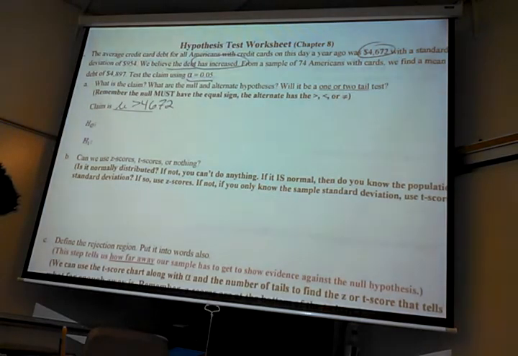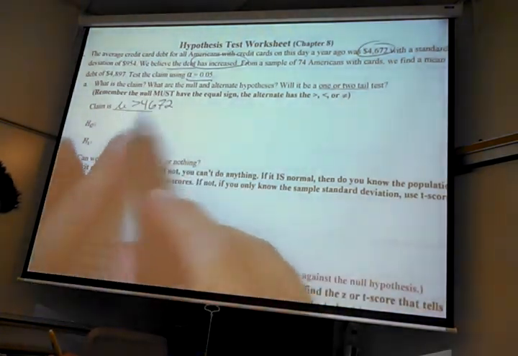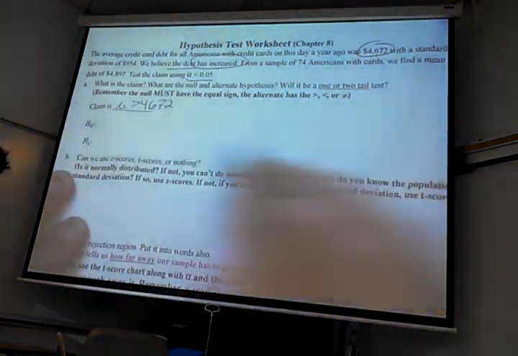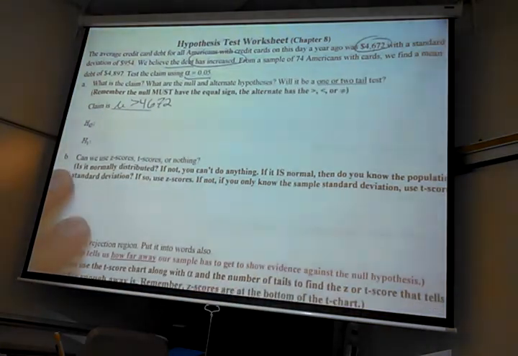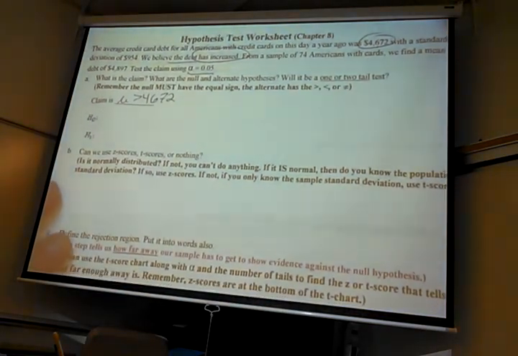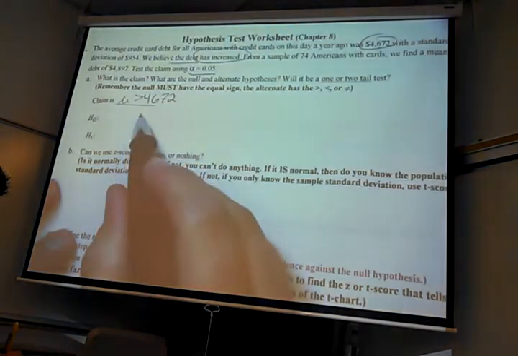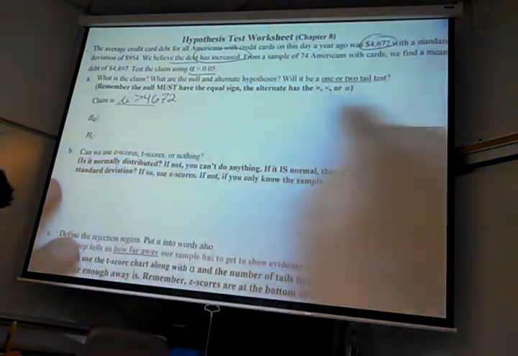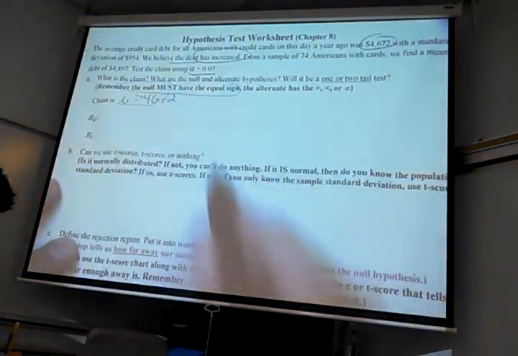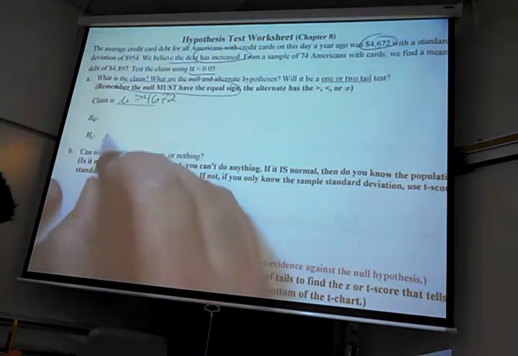Our claim is the mean debt has increased from what it was. Which one will that be then, the HO or the H1? Yeah, because it does not have what? It doesn't have an equal sign. The null must have the equal sign. So that would be the H1.